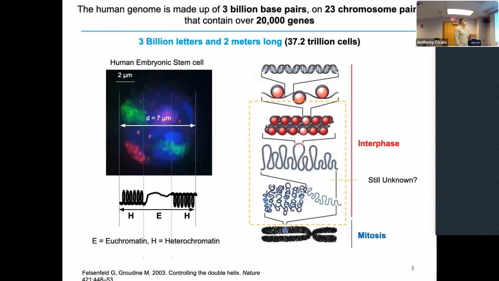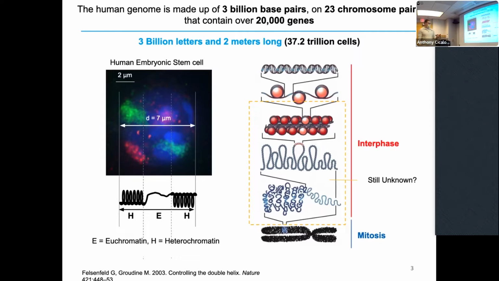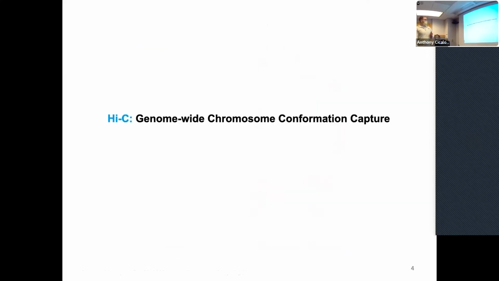So the human genome is made up of 3 billion base pairs on 23 chromosome pairs that contain over 20,000 genes. That's 3 billion letters, and if you were to take these out of the cell, that would be approximately 2 meters long. Everybody's familiar with the textbook structure of the chromosome at mitosis, but what's still unknown is how the chromosome is organized during interphase. And that is what these technologies are trying to deliver: characterizing what is going on in the chromosome during interphase. One technology that does this is Hi-C, genome-wide chromosome conformation capture.